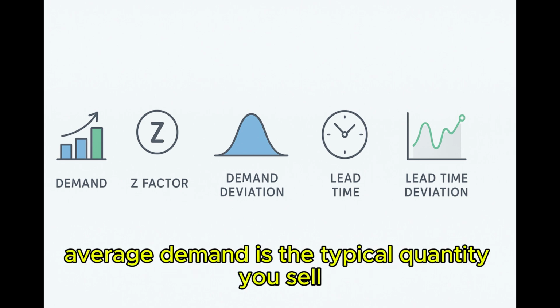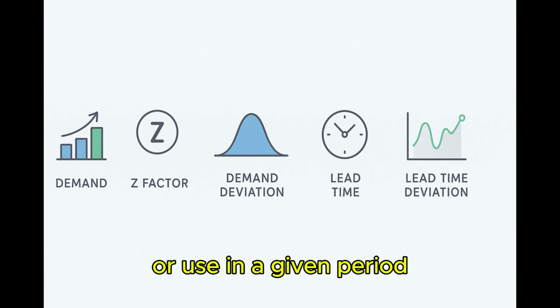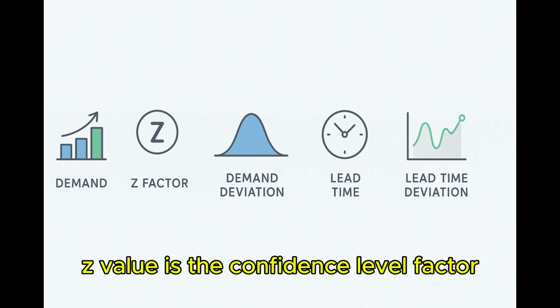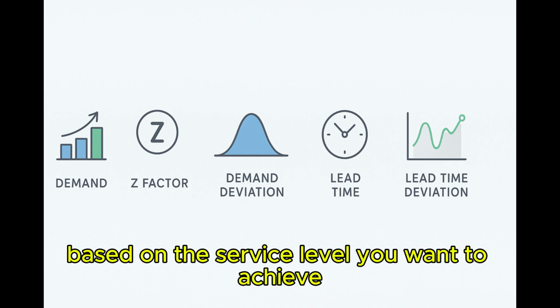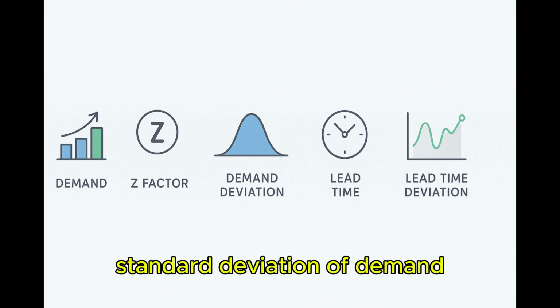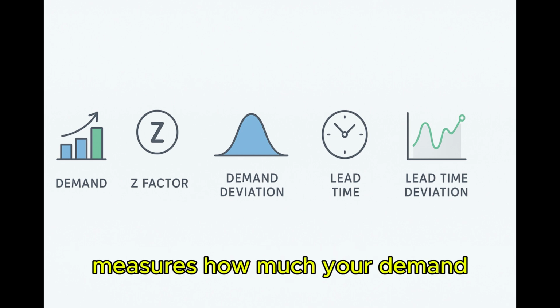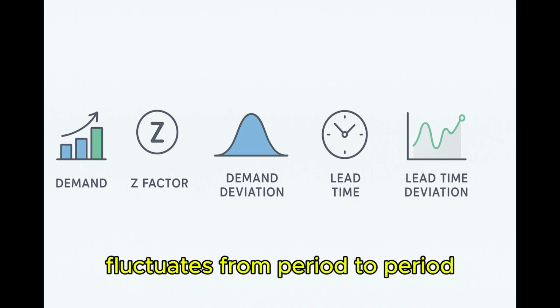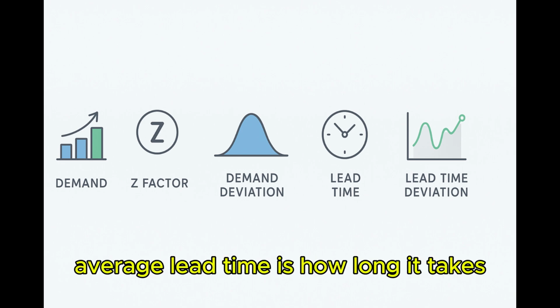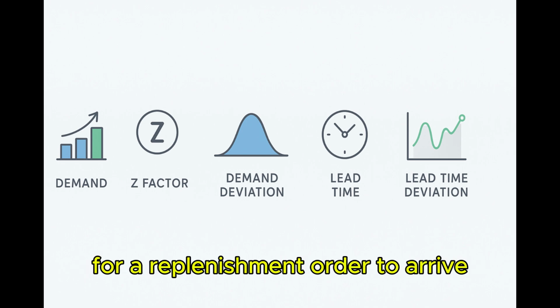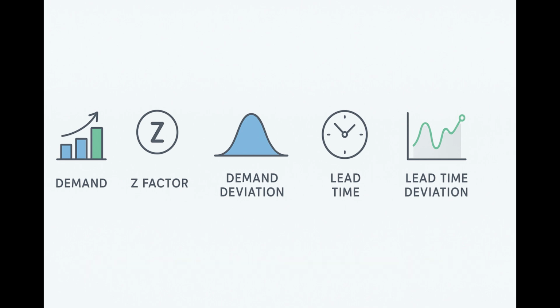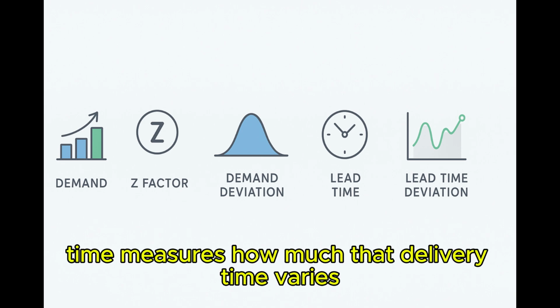Average demand is the typical quantity you sell or use in a given period. Z-value is the confidence level factor based on the service level you want to achieve. Standard deviation of demand measures how much your demand fluctuates from period to period. Average lead time is how long it takes for a replenishment order to arrive. Standard deviation of lead time measures how much that delivery time varies.